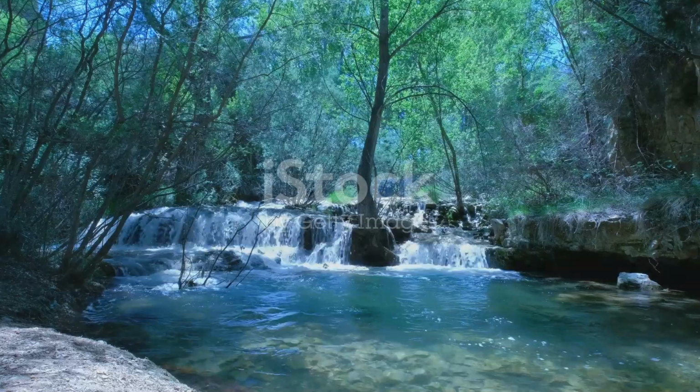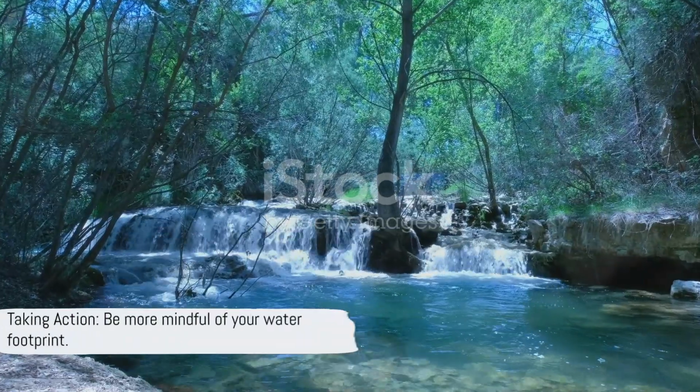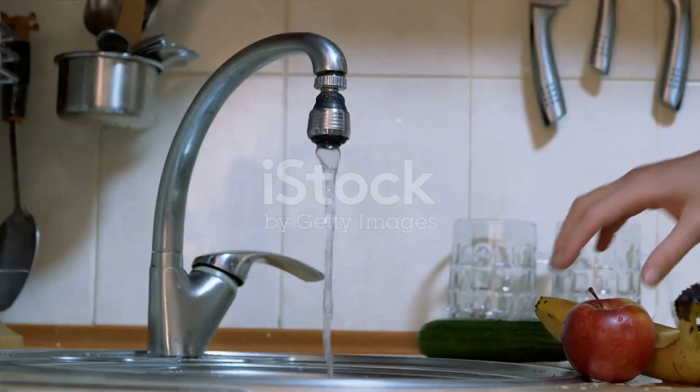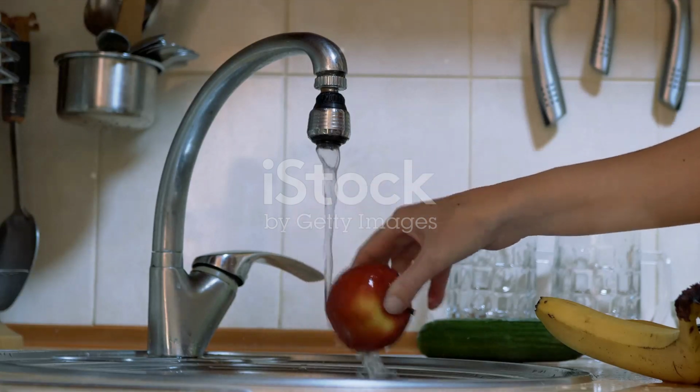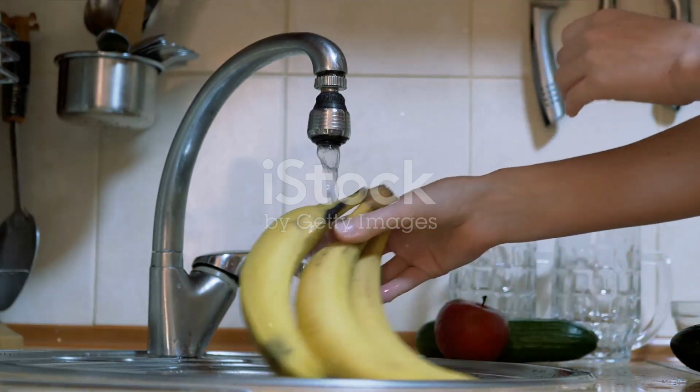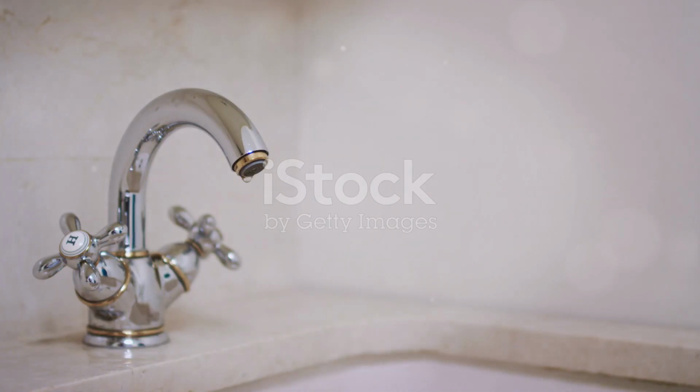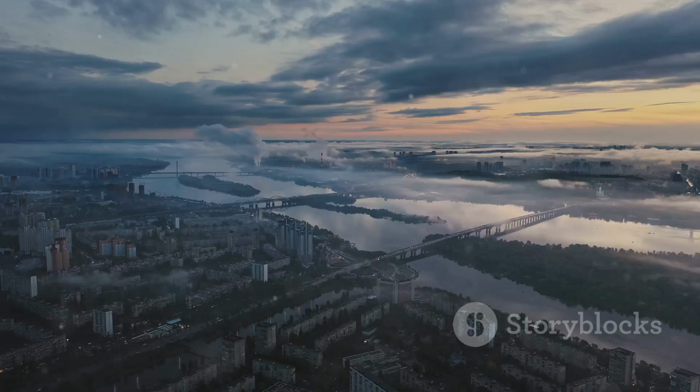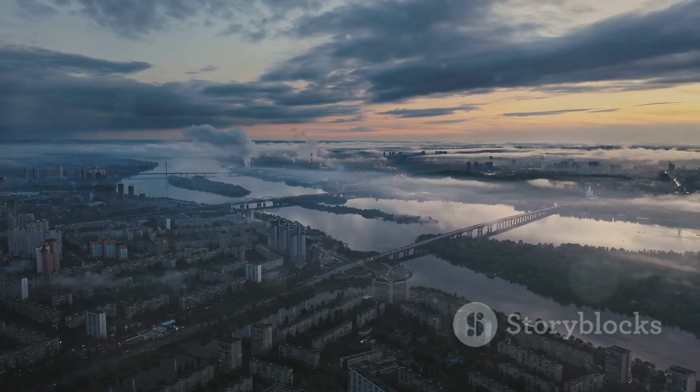So what can we do? It's simple, yet challenging. Be more mindful of your water footprint. Consider the water footprint of the products you consume and make choices that are more sustainable. Remember, every drop counts and every choice matters. Let's strive to leave a smaller water footprint on our planet.